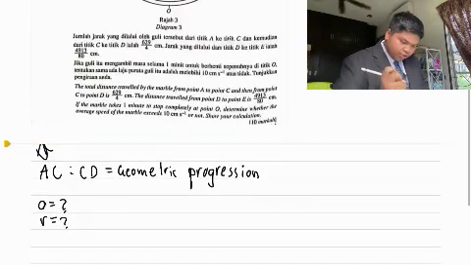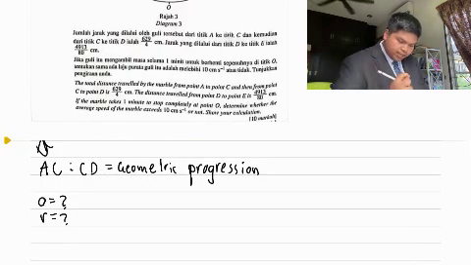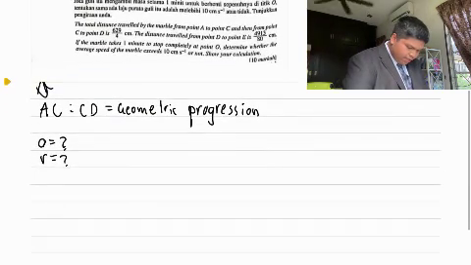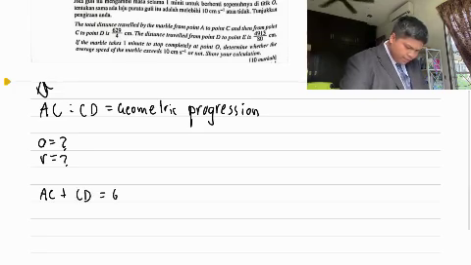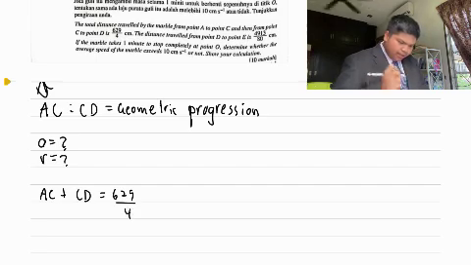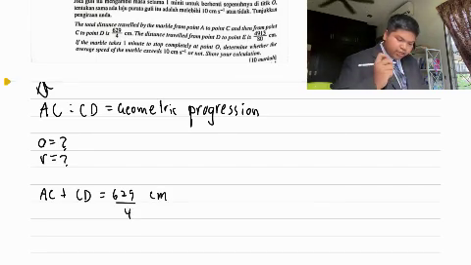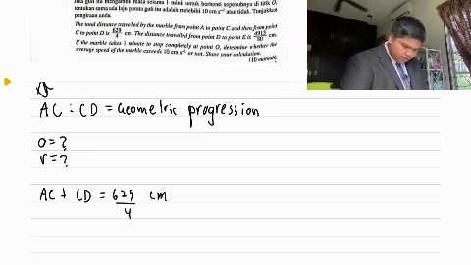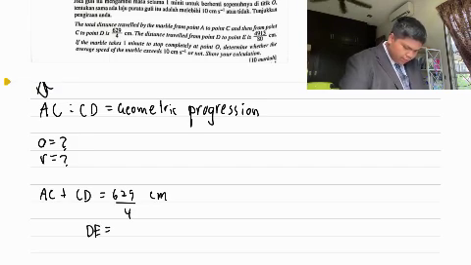The total distance traveled by the marble from point A to point C and then from point C to point D is 629 over 4 centimeters, meaning distance traveled from AC and the distance traveled from CD is 629 over 4 centimeters. Next, the distance traveled from point D to point E is 4,913 over 80 cm. So, DE is 4,913 over 80 cm.